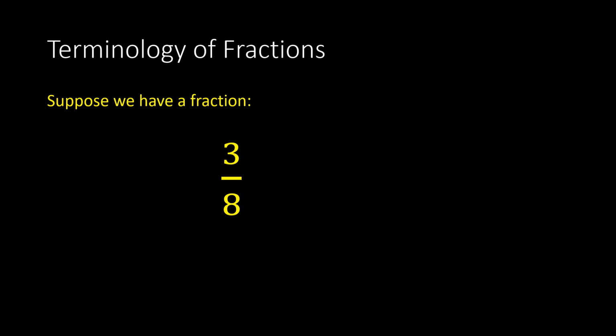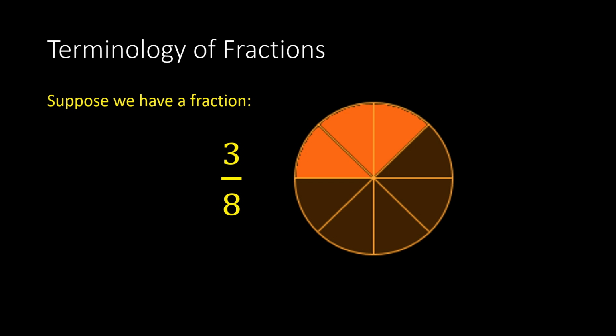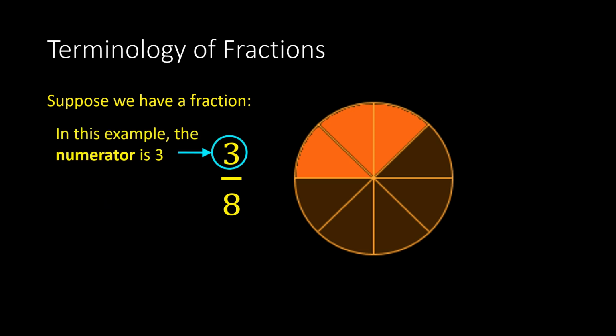We will look at what the numerator and denominator of a fraction are. If we have a fraction 3 out of 8, this fraction represents, for example, 3 pieces of a circular pie which is cut up into 8 pieces. The value on the top part of the fraction is known as the numerator, and the value on the bottom part of the fraction is known as the denominator. In this example, the numerator is 3 and the denominator is 8.